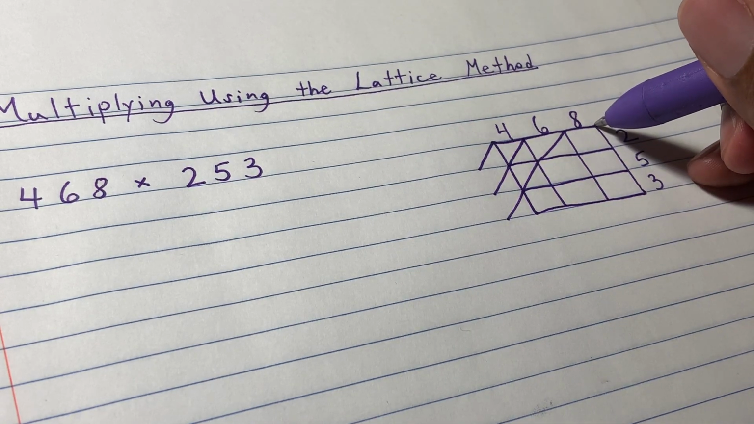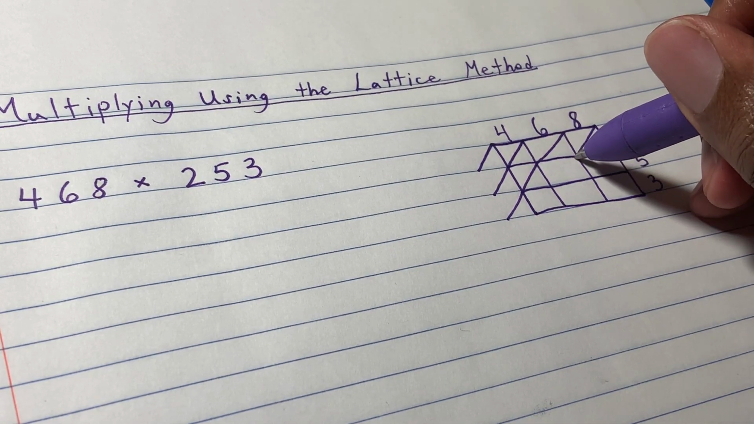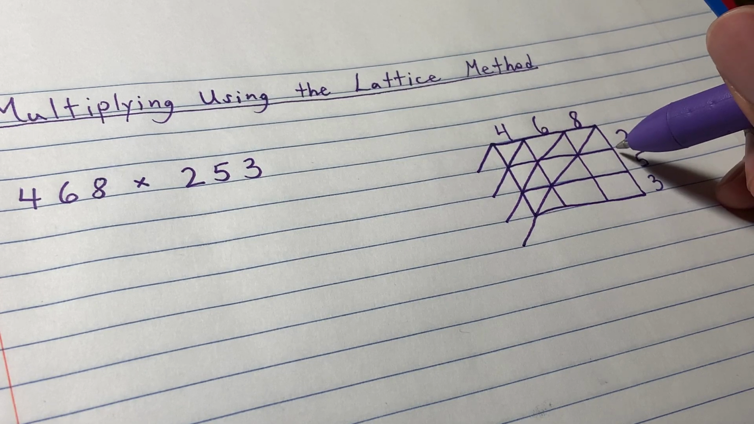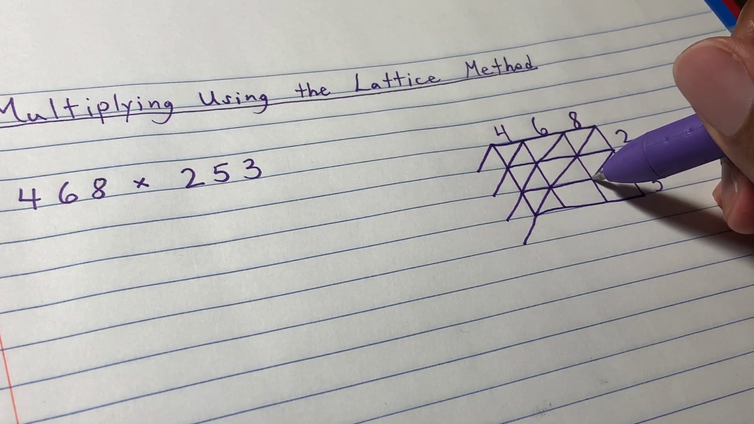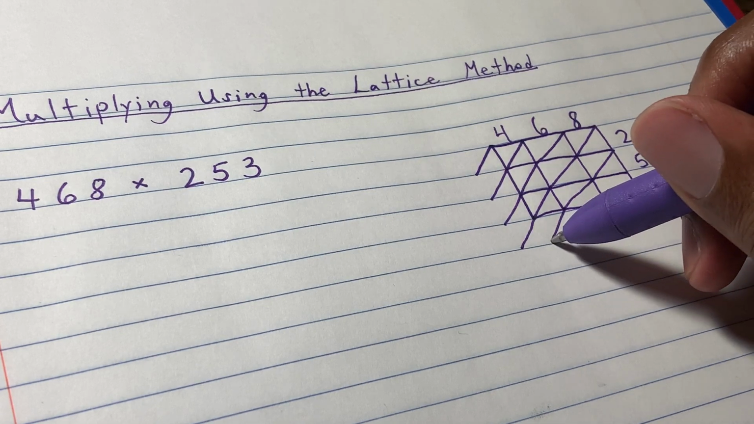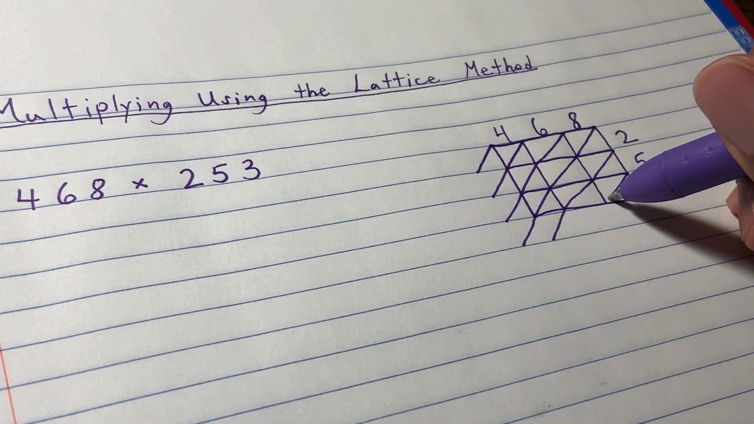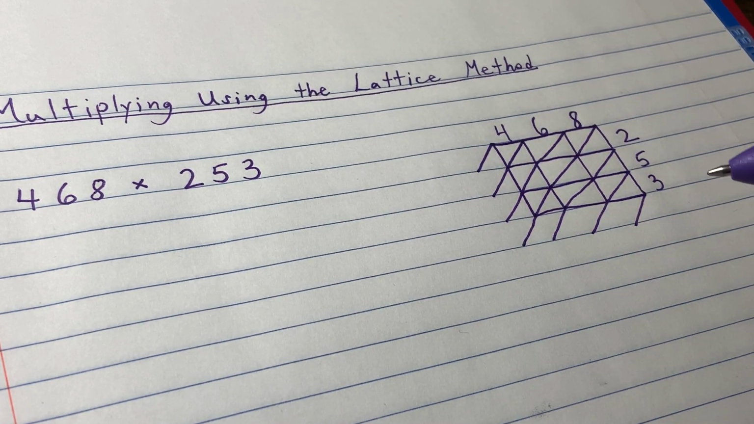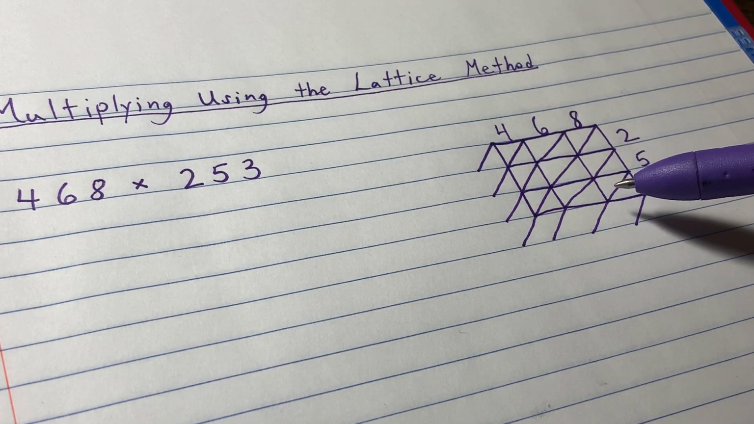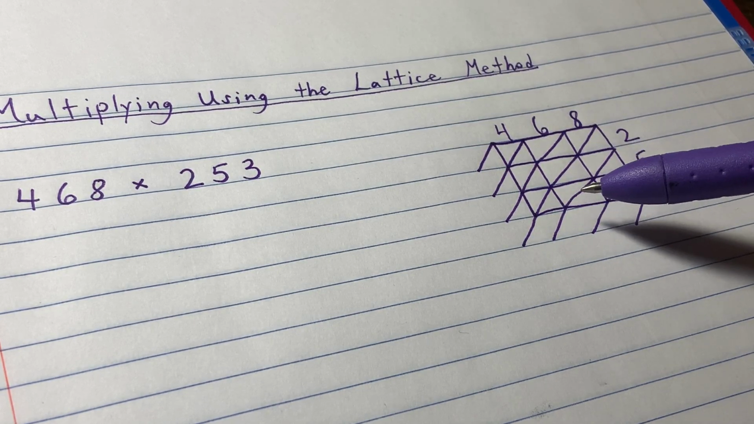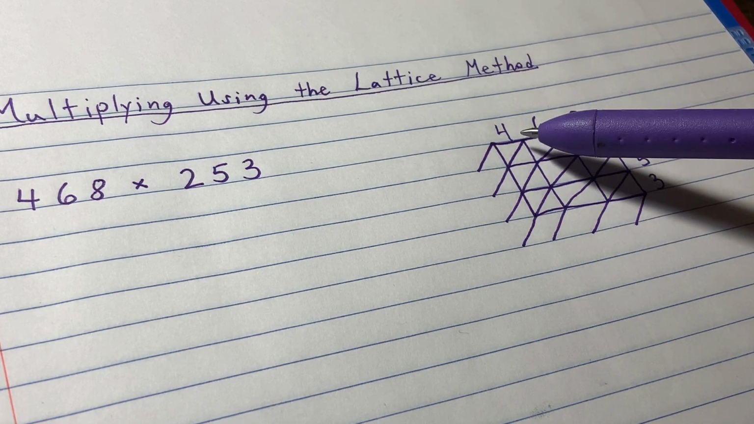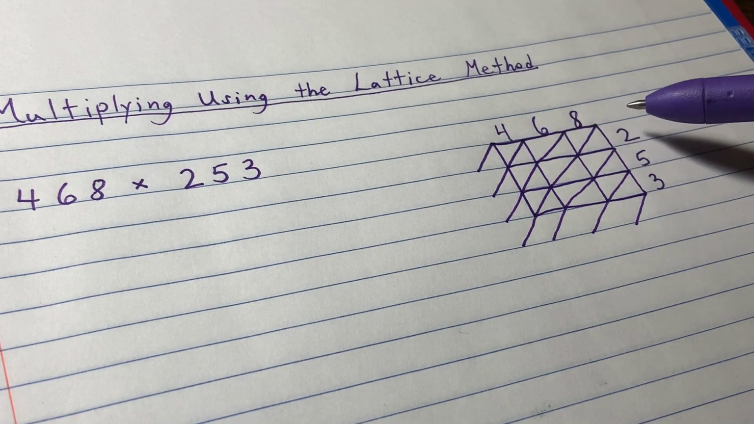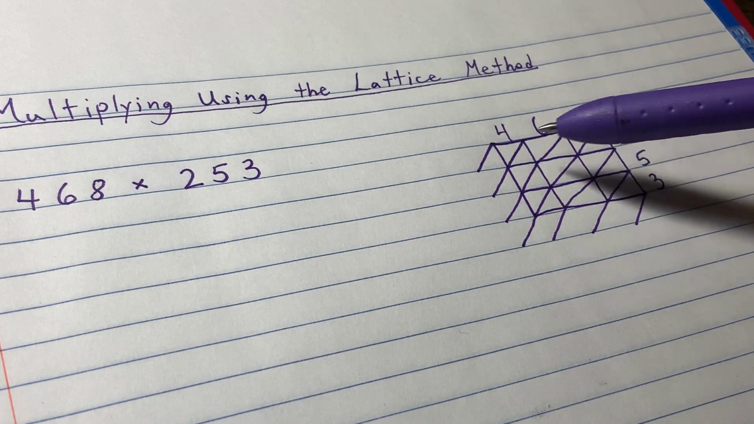Let's do that again. Corner to corner to corner to corner, extend. Keep going. Corner to corner to corner, extend. Corner to corner, extend. And then we have one more corner, extend. So this is probably the trickiest part of the lattice method, creating this little grid. So remember, the grid is made depending on how many digits there are in each number you are multiplying by. All right, 3-digit number by 3-digit number, three columns, 3 rows.